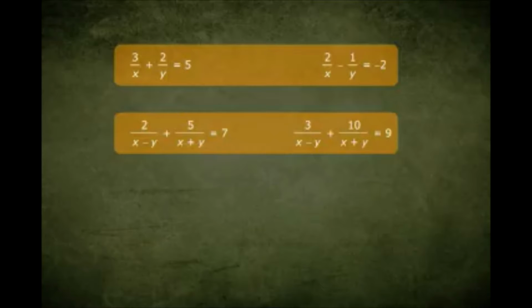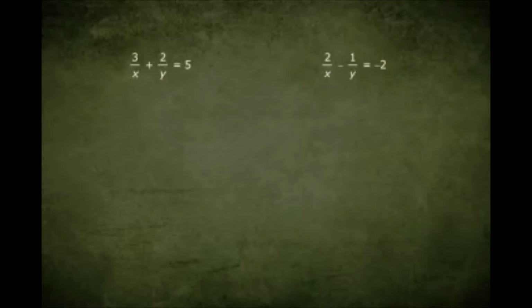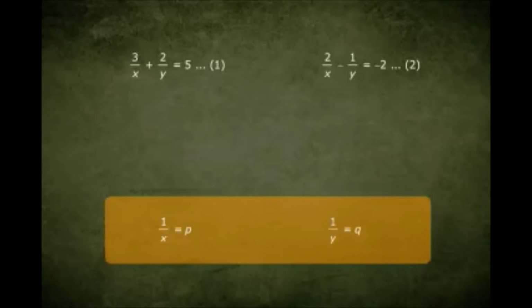equations. For example, let us take the first pair. The equations are 3 by x plus 2 by y equals 5 and 2 by x minus 1 by y equals minus 2. Let's call them equations 1 and 2. Now, what would happen if we assume 1 by x as p and 1 by y as q? Let's see. Now, equation 1 becomes 3p plus 2q equals 5. Now, this is a linear equation, and let's call this equation 3.